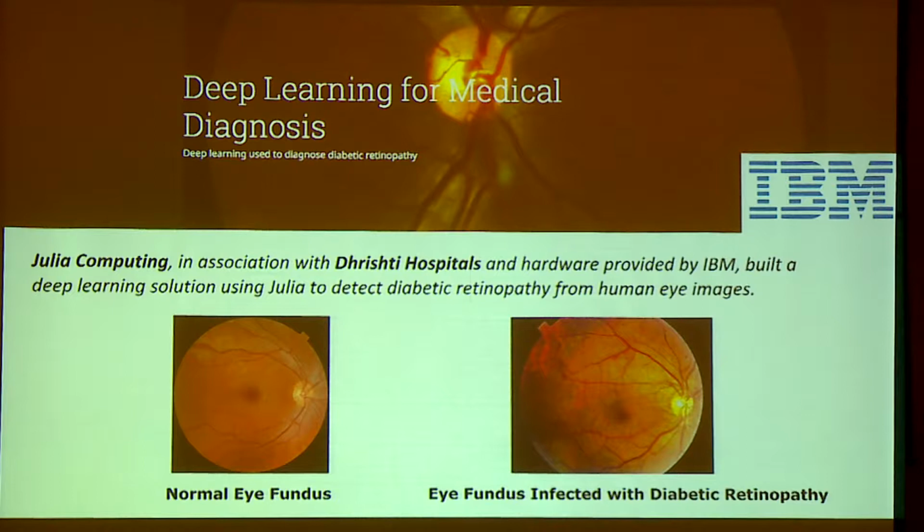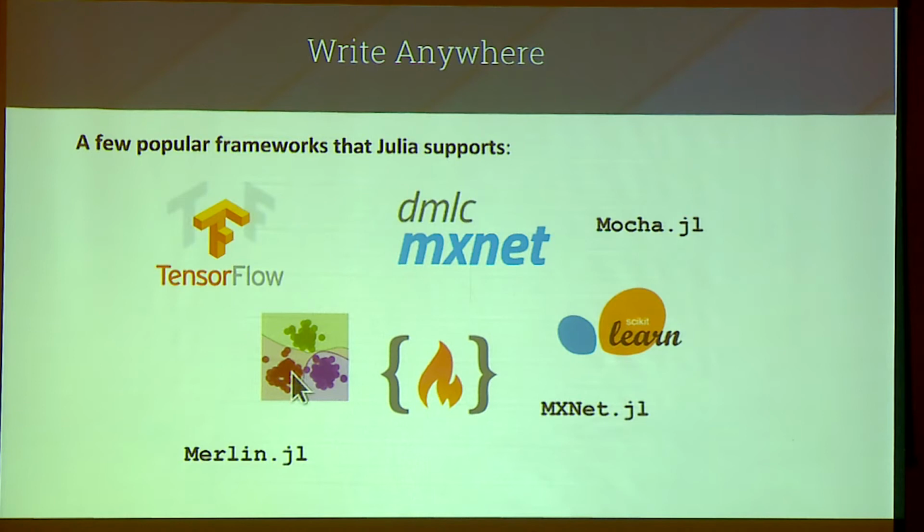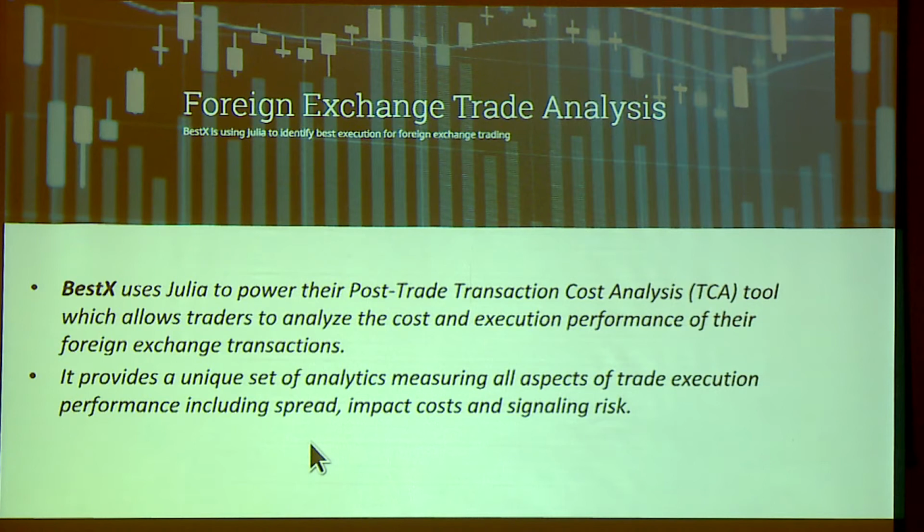Anyway, these are the popular machine learning frameworks, and we have wrappers for all of these in Julia, because we can call Python so easily, and there are pure Julia implementations as well. Mocha.jl and Merlin.jl are some of them, and there is another one coming up called Flux.jl, which is developed by Julia Computing itself.